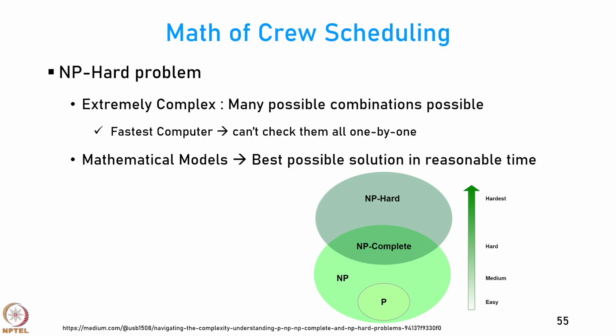So, what we do is we use mathematical models to come up with the best possible solution within the time available, because you cannot say that we will do computations for the next 3 days and then give the solution. You have to decide within the next 3 hours, let us say, or 4 hours. So, what is the best solution in the limited time available? That is done using mathematical models.